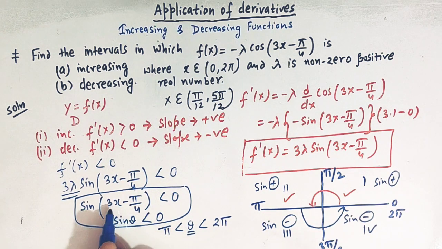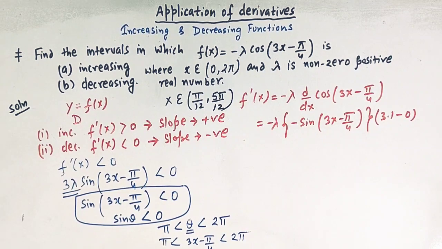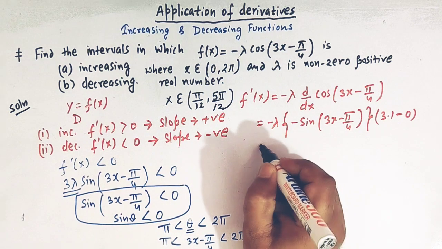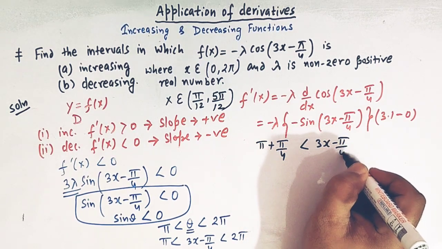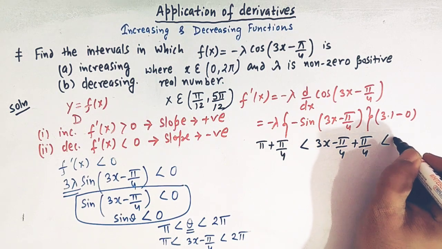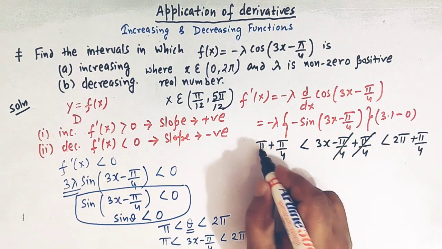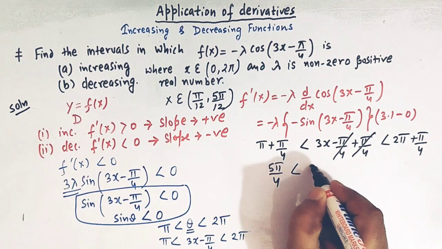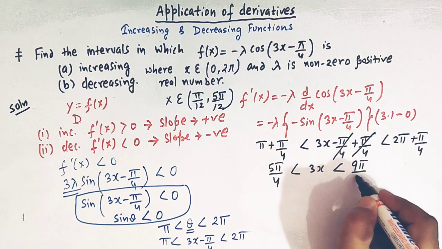Now let us substitute the value of theta as 3x minus pi by 4. So we have pi less than 3x minus pi by 4, which is less than 2 pi. To solve this inequality, let us add pi by 4 throughout. So we have pi plus pi by 4, here we have 3x minus pi by 4 plus pi by 4, and here we have 2 pi plus pi by 4. So these two terms get cancelled. Here we have 5 pi by 4, this is 3x, and this is 9 pi by 4.